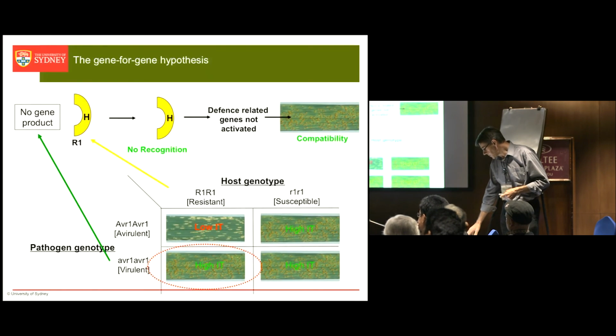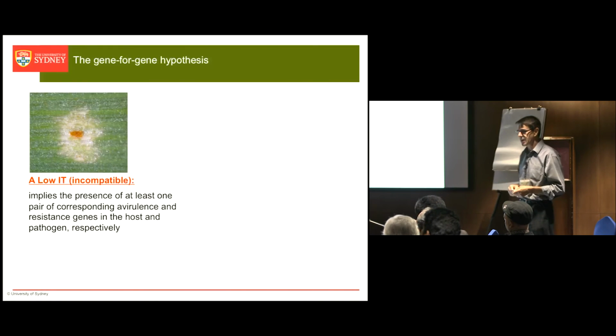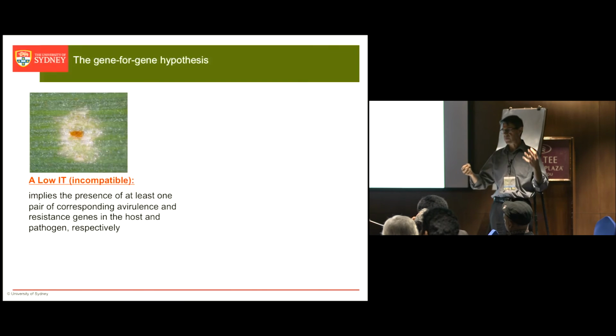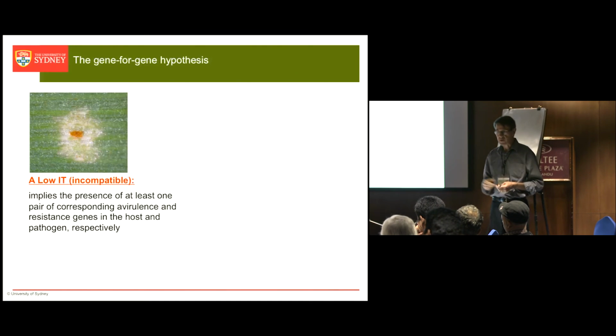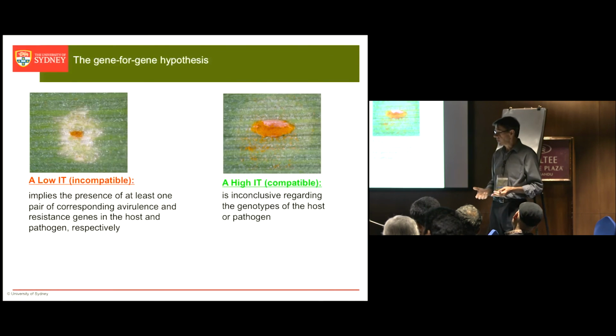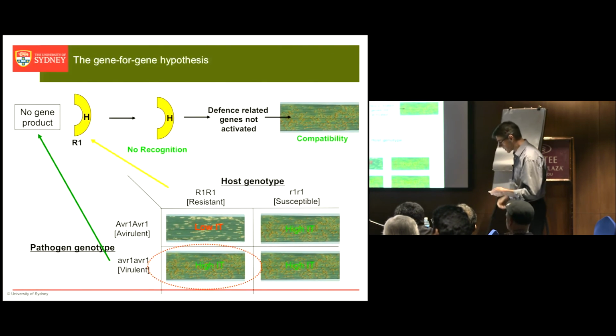So what that all means is that when we see incompatibility in a low infection type, if we take a rust isolate and we infect it onto a wheat plant and we see a low infection type, the gene for gene hypothesis implies the presence of at least one corresponding avirulence and resistance gene in the pathogen and the host respectively. So straight away, if we see incompatibility, we can deduce a host and a pathogen genotype. Where we see compatibility or a high infection type, we don't know what the genotype of the host and the pathogen is. There are three possibilities. It could be either this, this, or this. Three possibilities, and we don't know which one.